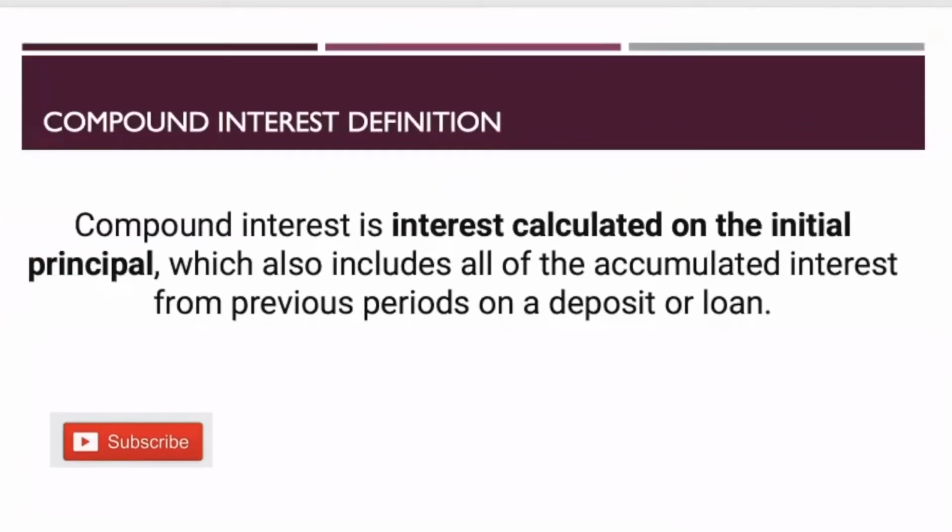Let's get started. Now, let's define compound interest. Compound interest is interest calculated on the initial principal, which also includes all of the accumulated interest from previous periods on a deposit or loan. So it is interest that is gained on the principal.